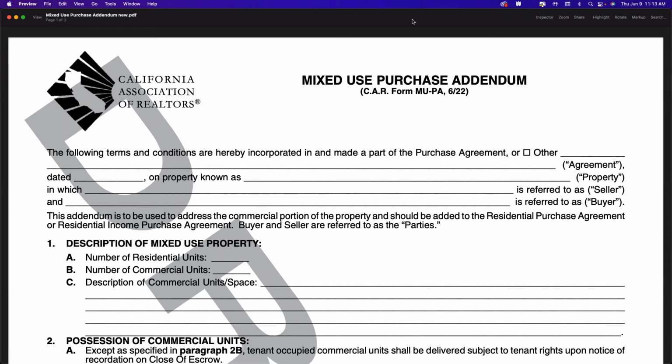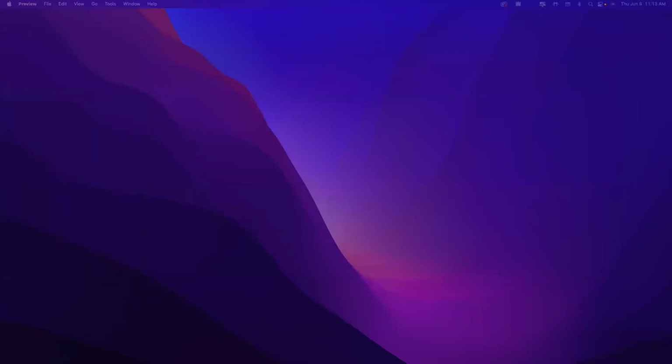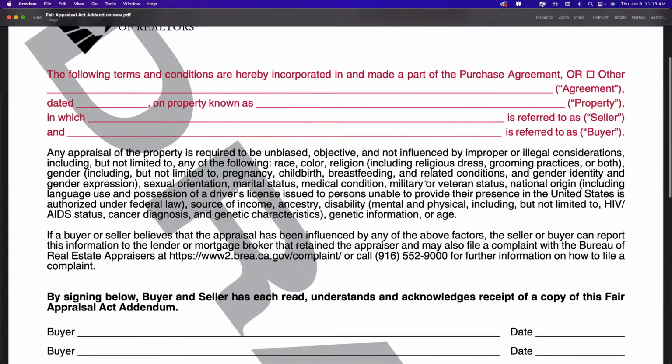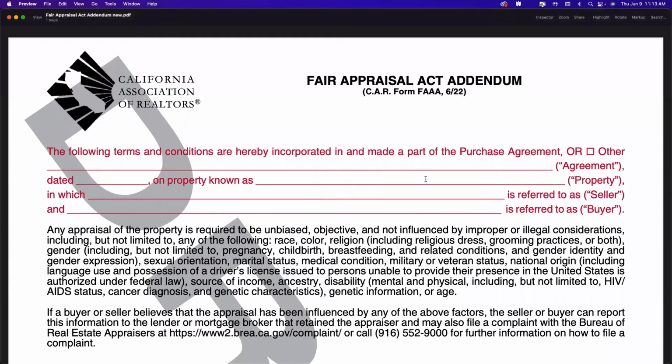Actually, you know what? I left one out. I almost skipped one of the new ones, and that is this one. So let me share this one with you. This one's, again, another real short one. It is the Fair Appraisal Act Addendum.